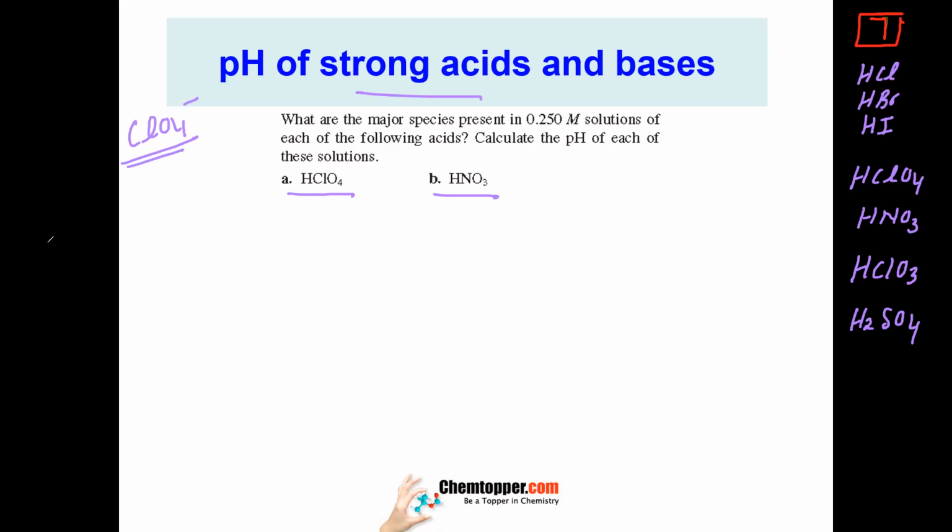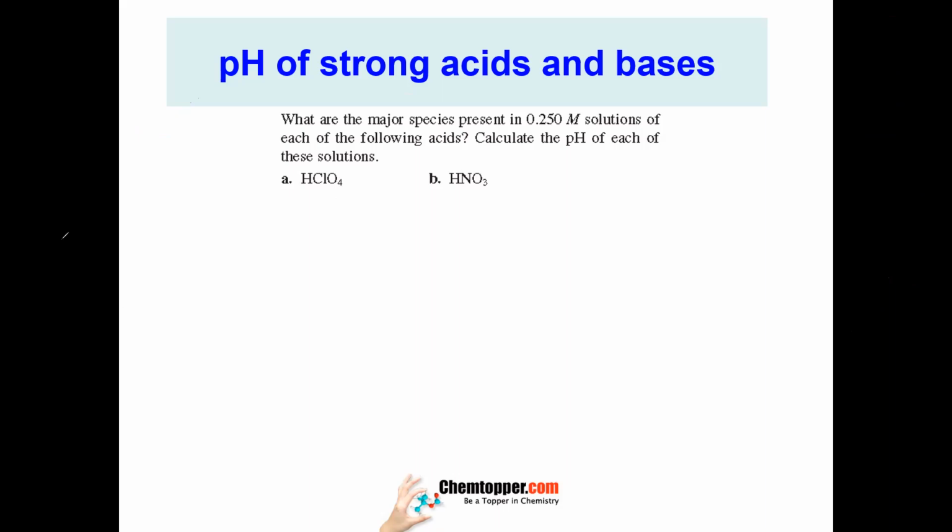Okay, Sarayu, you're okay with all your strong acids now? Do not forget them. Okay, they are going to help us in the exam. HClO4 is a strong acid. So what is the meaning of strong acid, children? That they are 100% dissociated.